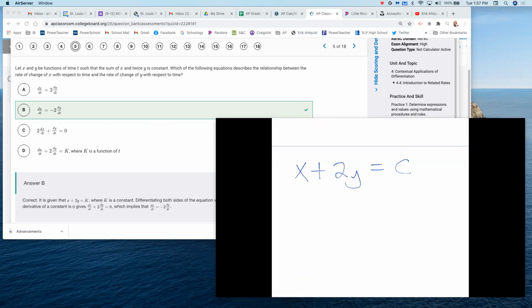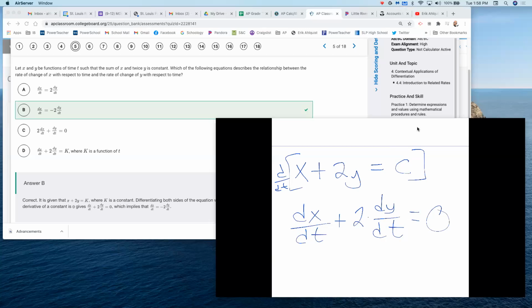So then it says, which of the following equations best describes the relationship between the rate of change of x with respect to time and the rate of change of y with respect to time? So they're saying, okay, now that you have this, differentiate with respect to time. If we differentiate x with respect to time, that would be dx dt. If we differentiate 2y with respect to time, that would be 2 times dy dt. And if we differentiate that constant, we would get 0. And then you just move it over, and that's why B is the answer.